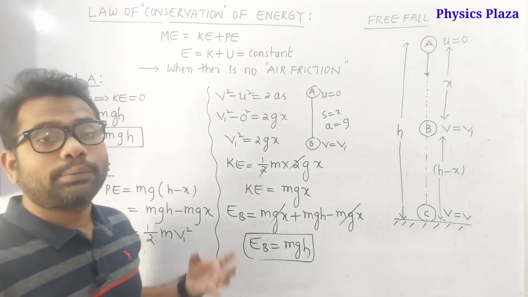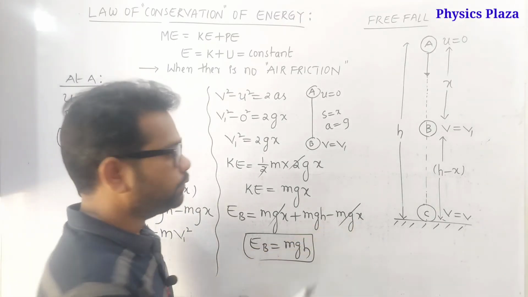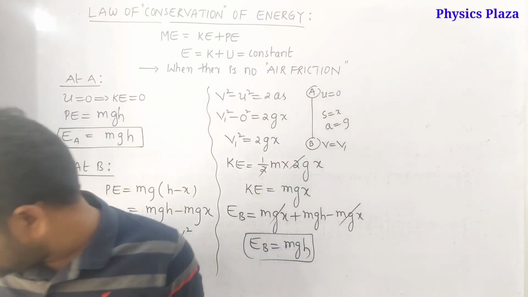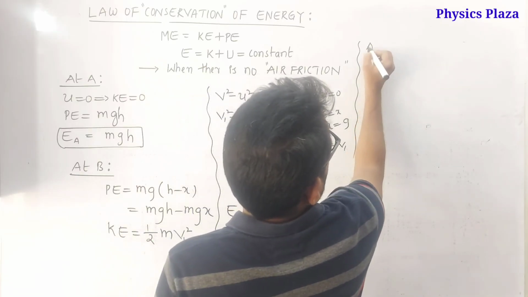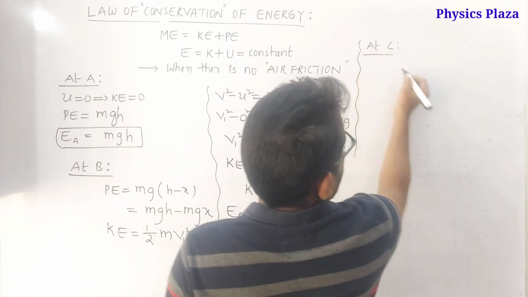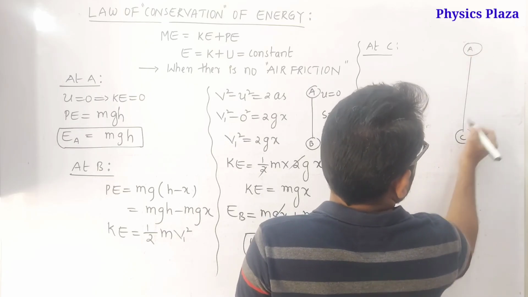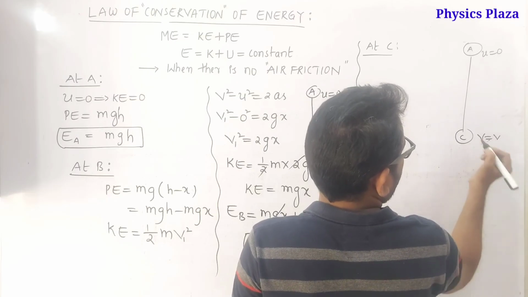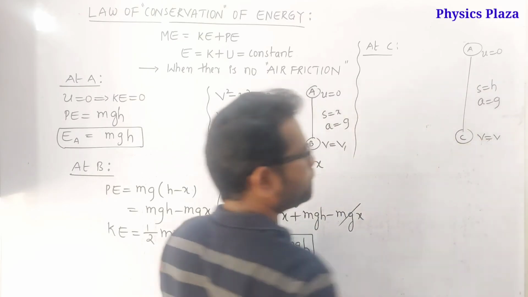Now we need to calculate at point C. So children, I need a space. Can I erase this? Hope you have copied. Yes. Let me take this out. So let us check at C. So at C means what? The body is falling from A to C. Here its initial velocity is 0. Here the final velocity will be V. Total distance traveled will be H. a is equal to g.